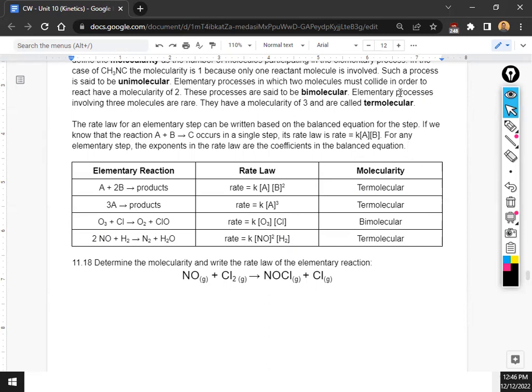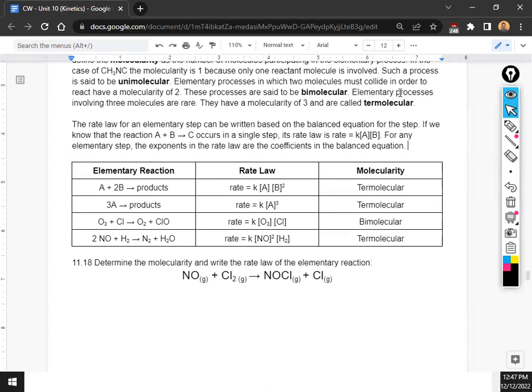Okay. So I'm confused about what an elementary step is. Is that when it's only 1 step? When it says elementary reaction, is that different than elementary step? An elementary reaction is a reaction that takes place with just one elementary step. We're going to get into ones where there are multiple elementary steps, but we're not there yet.